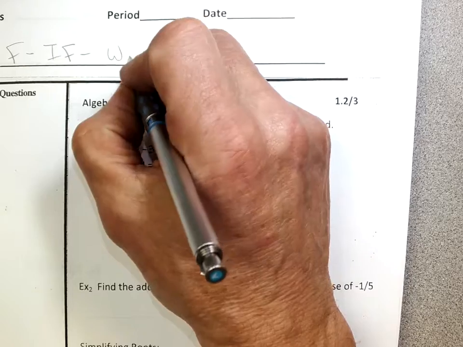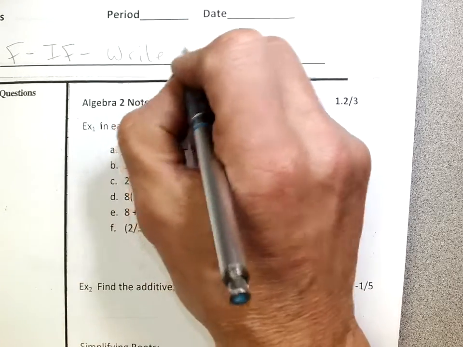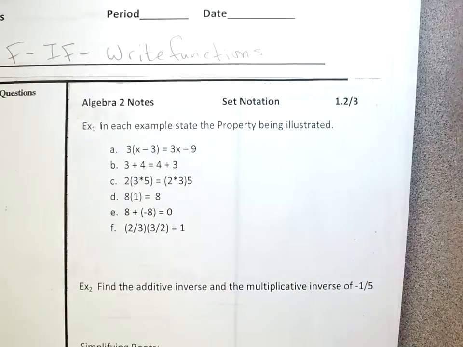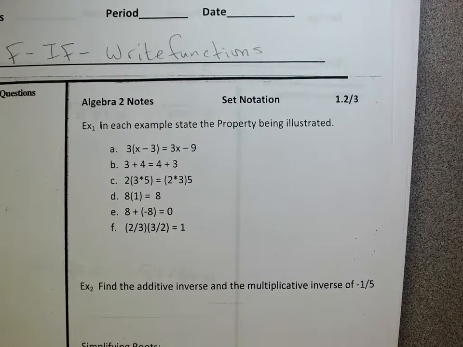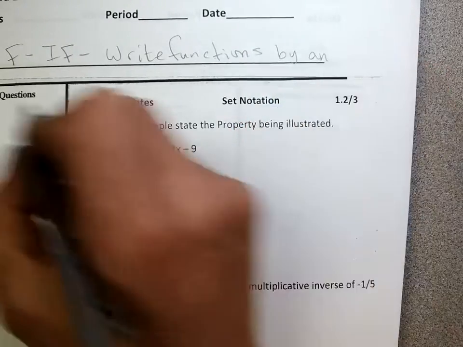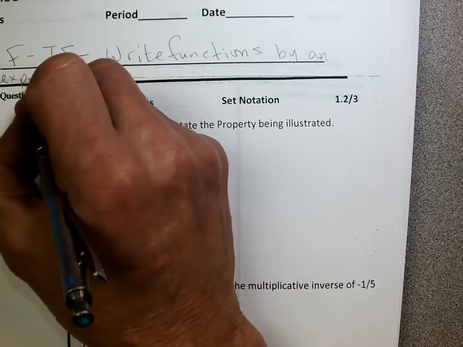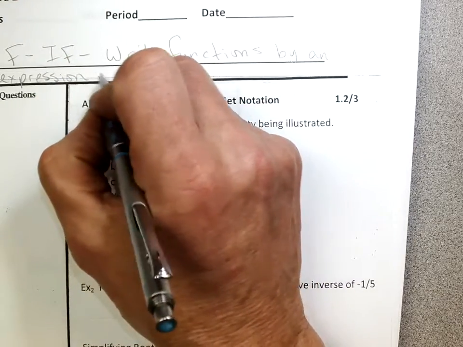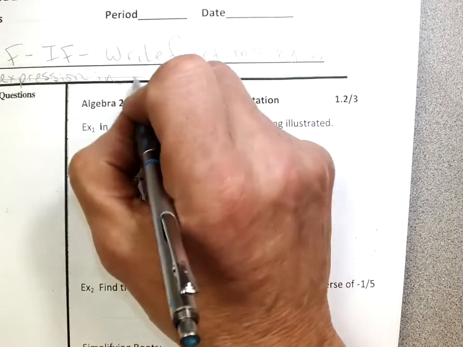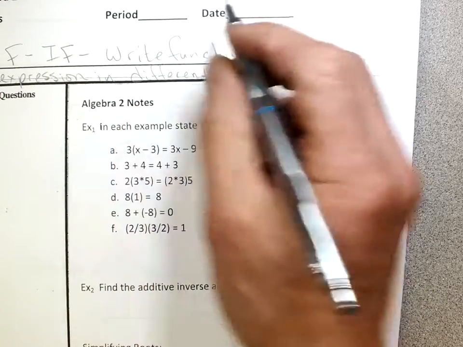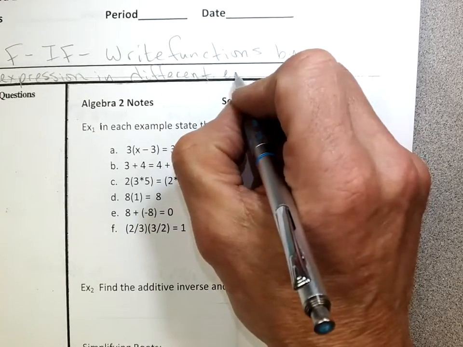I'm going to write functions by an expression in a different and different equivalent forms.